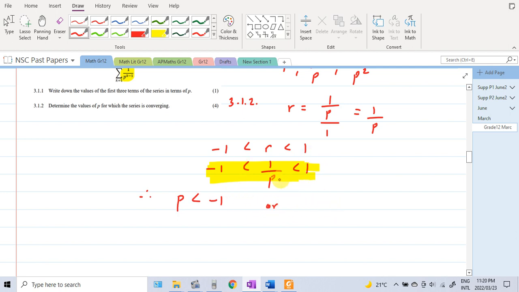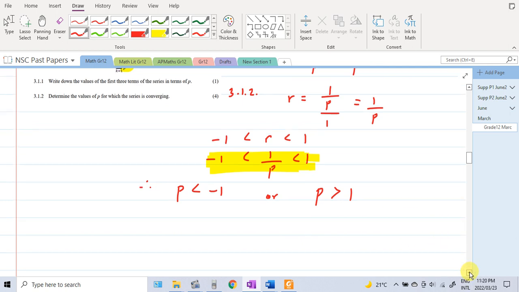Or the other value of p we can take is p is greater than 1. If you take any positive values of p greater than 1 and take 1 over p, we'll always find that the value lies between minus 1 and 1. So these are the two solutions you can get. Determine the values of p for which the series is converging. So it converges for values of p which are less than minus 1 or values of p which are greater than 1.